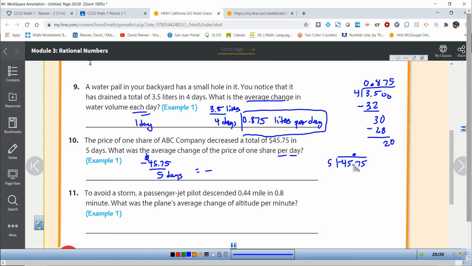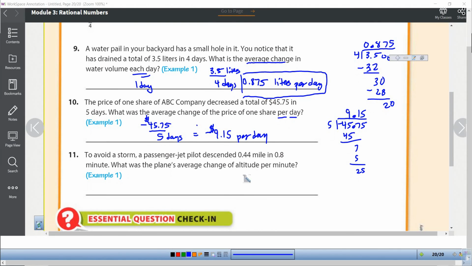Here we go. I'm going to put that decimal right there because we line up the decimals. All right, so 5 goes into 45 9 times, right? Ka-chow, bring down the 0. 5 goes into 7 1 time. Ka-chow, bring down the 5, and we get 9.15. So it went down. The average change in price was a decrease of $9.15 per day. All right, what about this one?